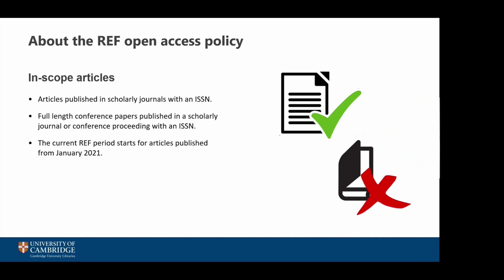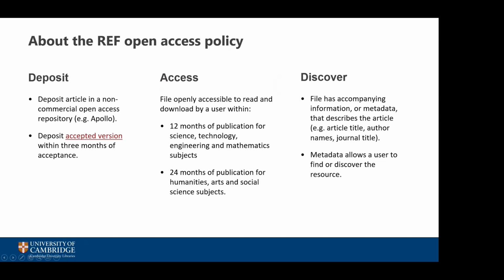The REF open access policy applies to articles or full-length conference papers accepted for publication in a journal or conference proceeding with an ISSN. The current REF period starts for articles published from the 1st of January 2021. The REF open access policy has deposit, access and discovery requirements for these in-scope articles. We will look at what this means.